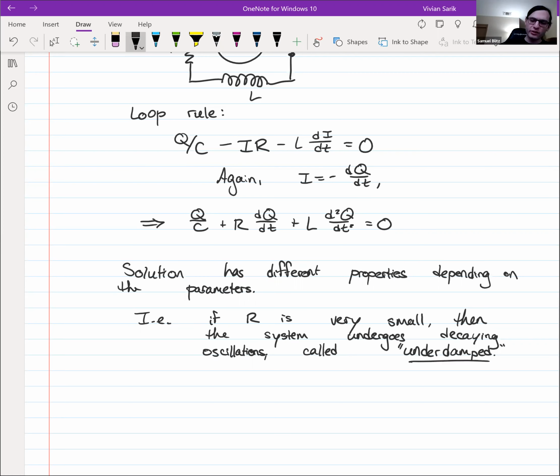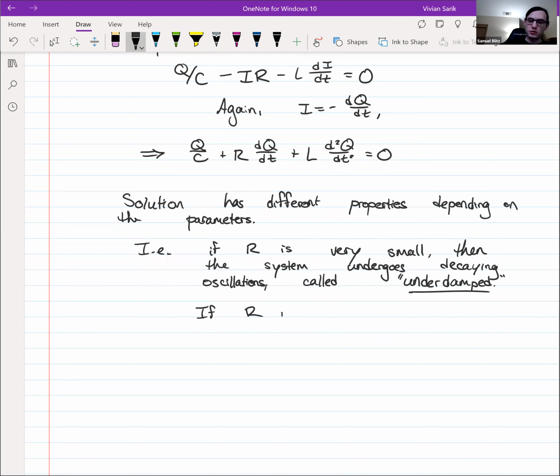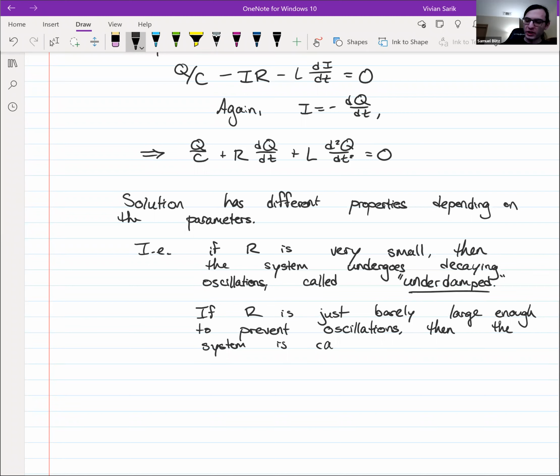So if R is just right, if it's just barely large enough to prevent oscillations, i.e., rather than the resistance being low enough that the capacitor can drain into the inductor, then the inductor will go back to the capacitor and so on. It's just barely big enough that it just goes straight down. Then to prevent oscillations, and I'll draw a picture about this in a minute, the system is called critically damped.